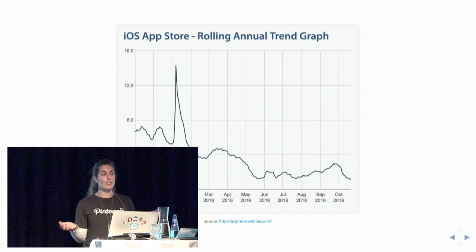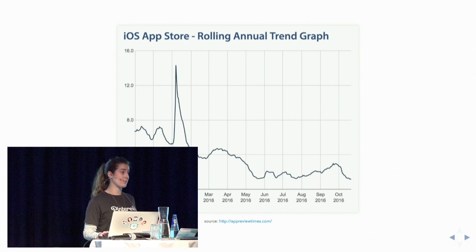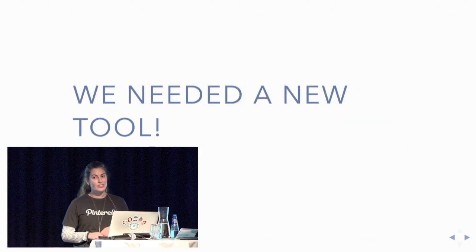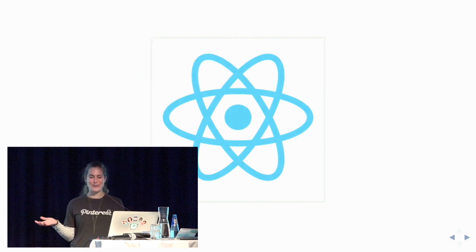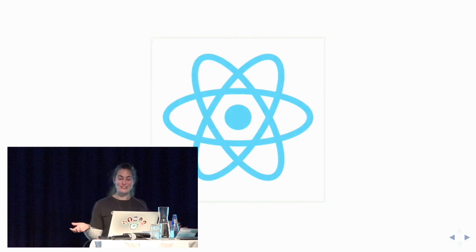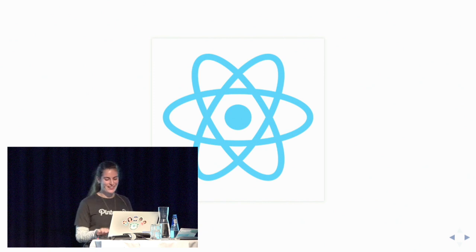Of course, now it's lower, it's down to a couple days, but you can't always rely on that because, of course, it can spike in busy seasons. So we needed a new tool. Now, I gave you the spoiler with the name of this talk. That tool was React Native, go figure.